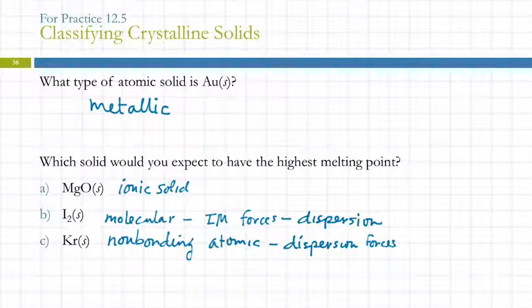Which one's strongest? Ionic bonds are strongest, and so magnesium oxide is going to have a higher melting point because those ions are held together by much stronger forces. Now, you could go down here and argue about which of these is lower, but the question doesn't ask us to do that. You'd have to do that based on molar mass, and it would be approximate. Any questions?